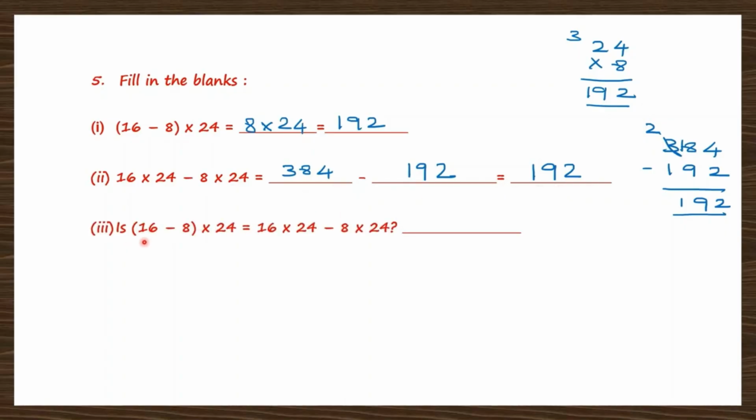Now the question is 16 minus 8 into 24, that is this. Is that equal to 16 into 24 minus 8 into 24, this one? So they're asking us, is the first part equal to the second part? The first part we got 192, second part also we got 192. So this statement is true. It is equal, yes. And is this type of result always true? Yes, this is true because we have followed the distributive property.